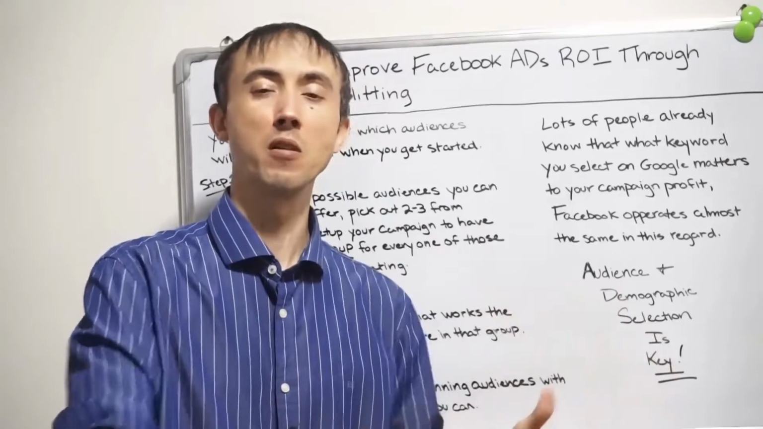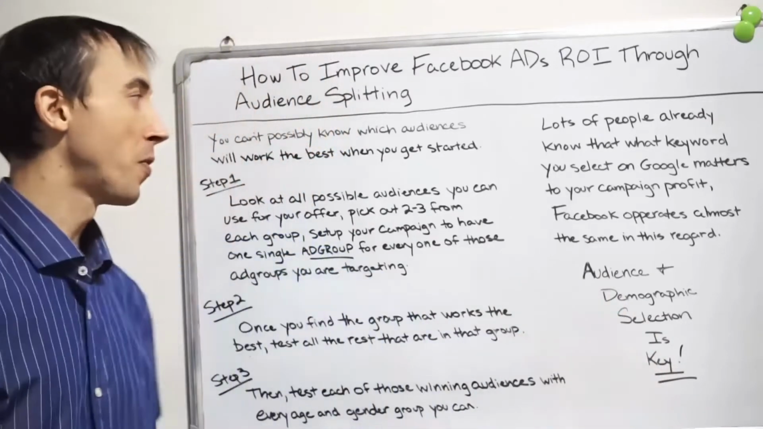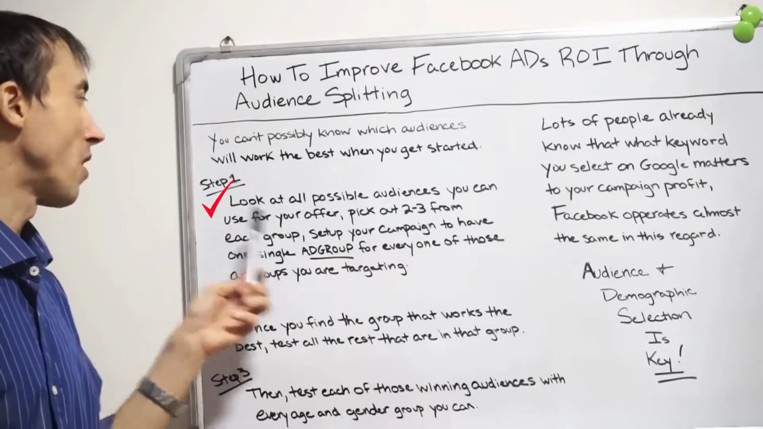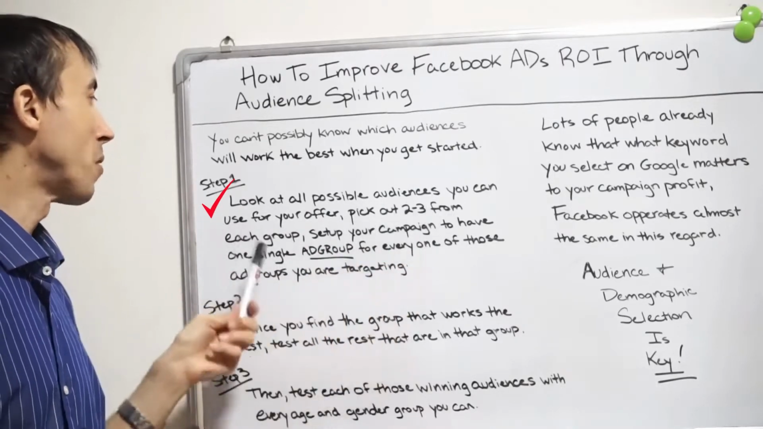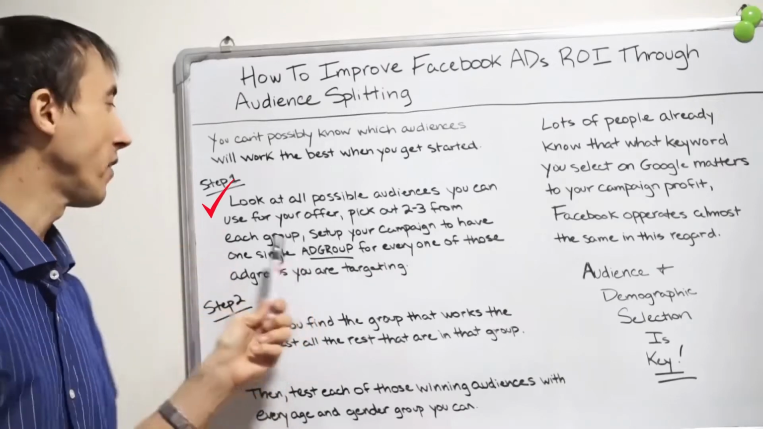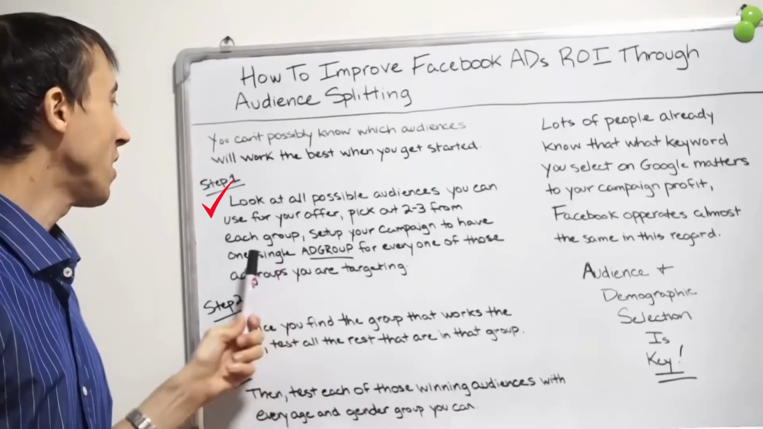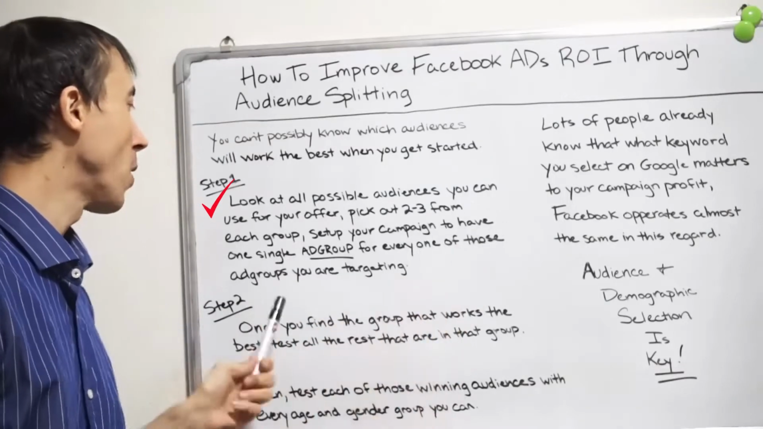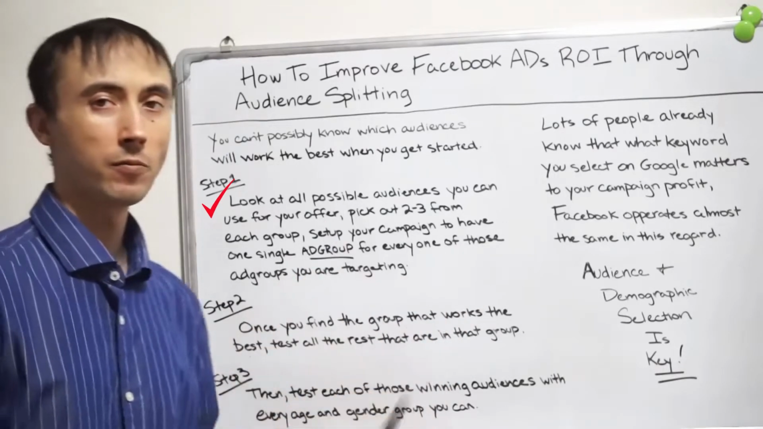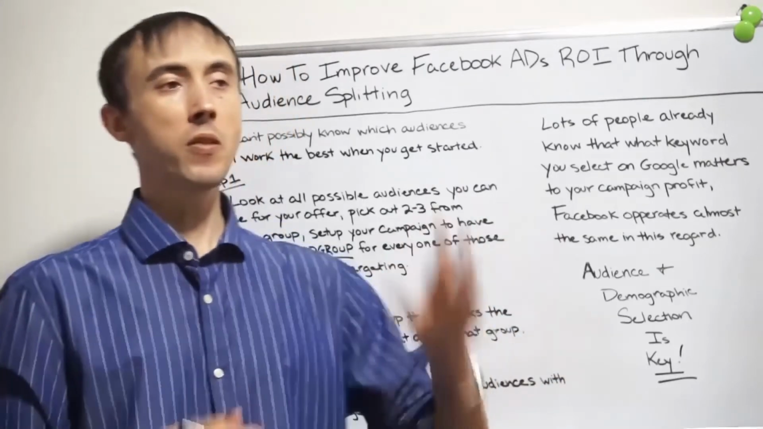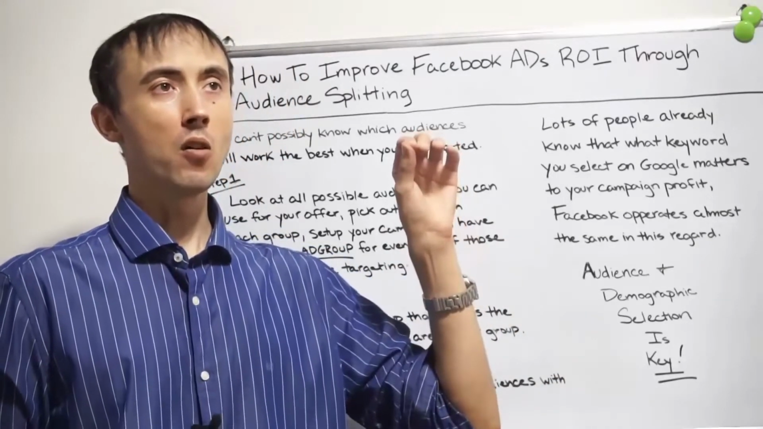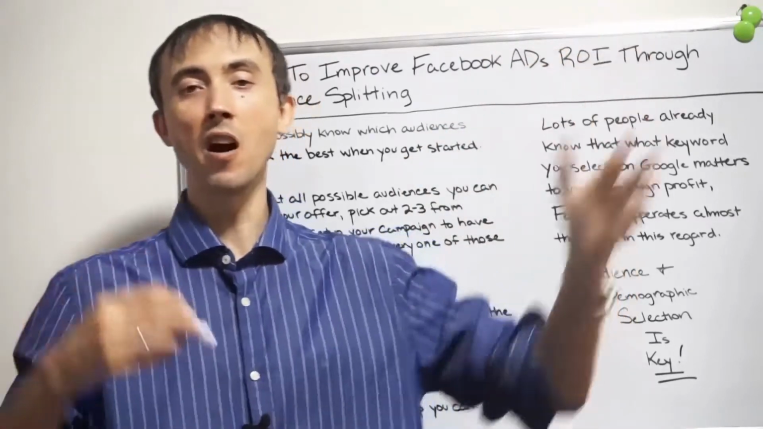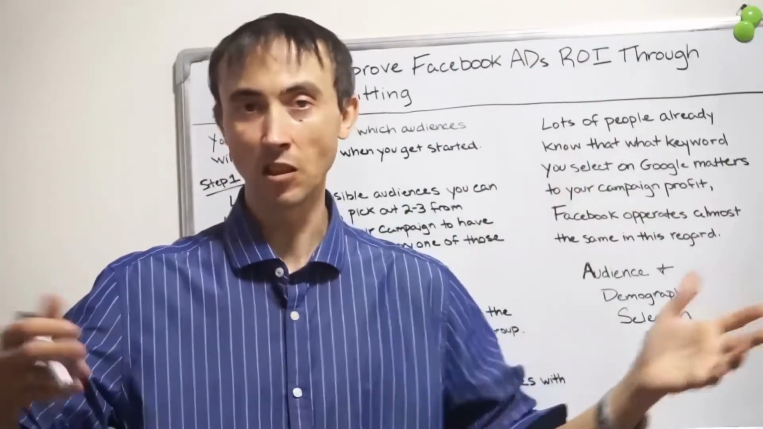Within that list, you're going to look at all the possible audiences you can for your offer and pick out 2 to 3 from each group that you've made in that list. And set up your campaign to have one single ad group for every one of those audiences you are targeting. Because you're going to find like 50 plus different audiences, most likely, in a lot of the businesses that you're in.